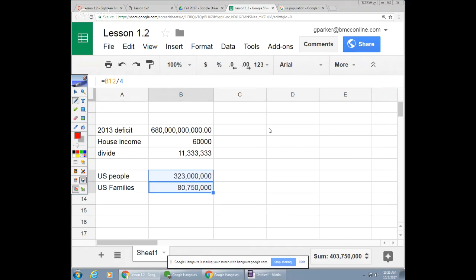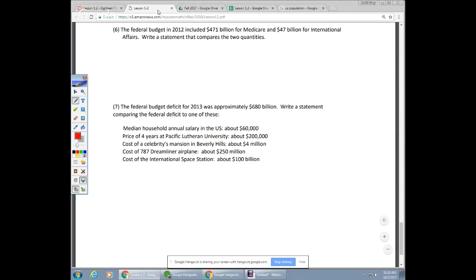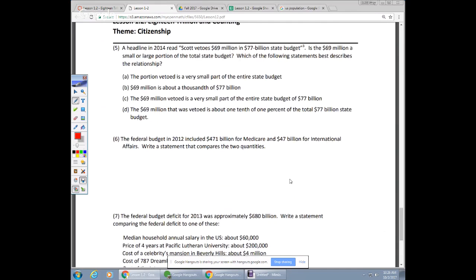What's that? We went over 5, basically everything on there would fit. Because 69 billion is about 1,077 billion. And then you said D was basically the same thing, just done backwards. Yeah, because the vetoed part is 1,000th, and 1,000th is also 1/10 of 1%. The other 2 are also correct. They're correct, but I think D is the best one.